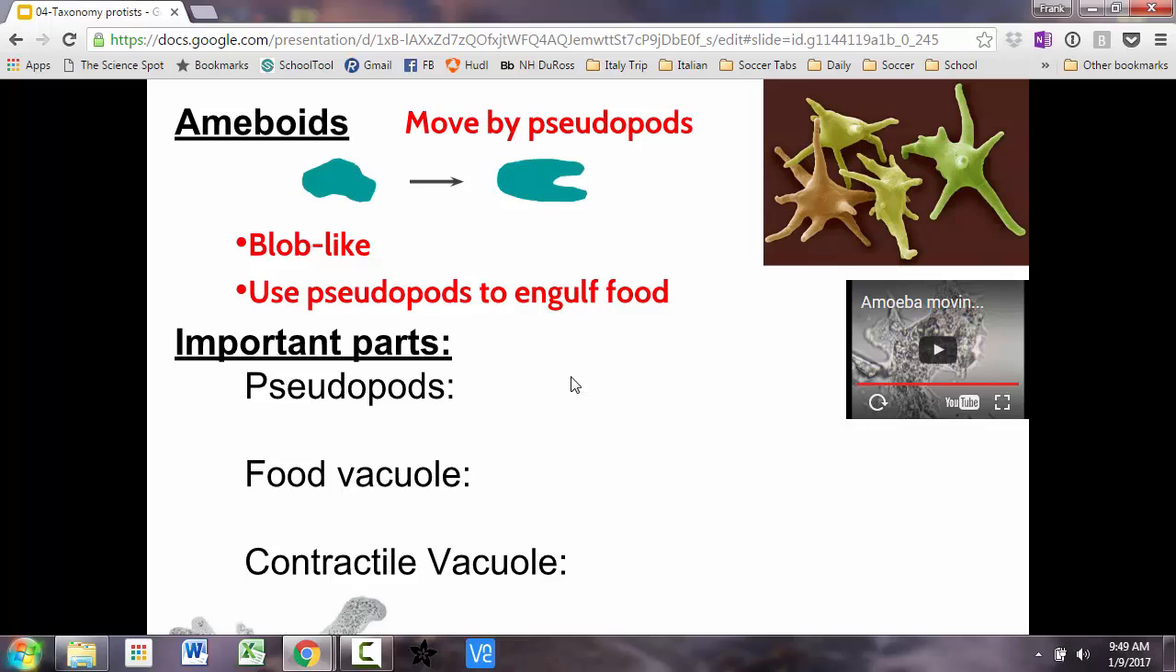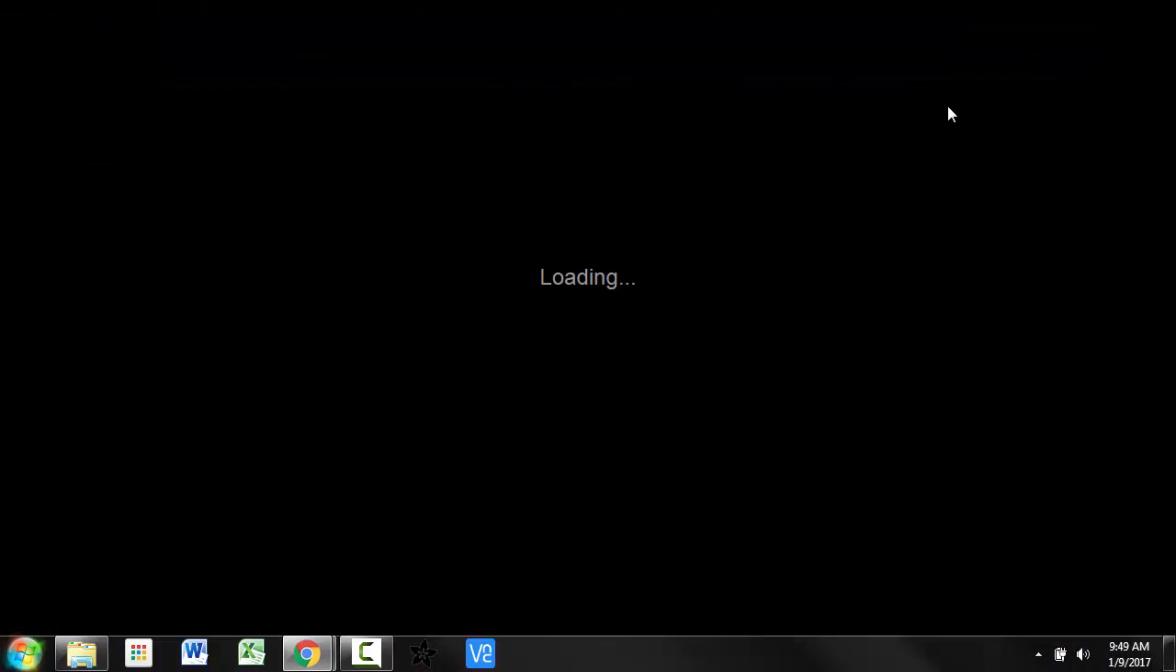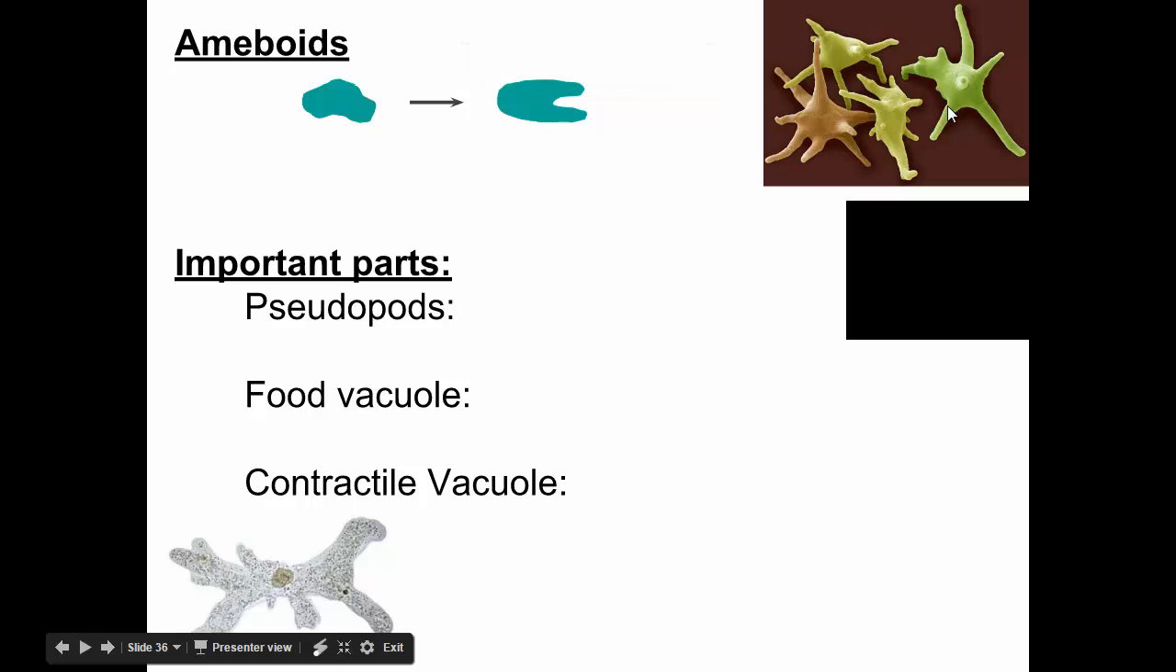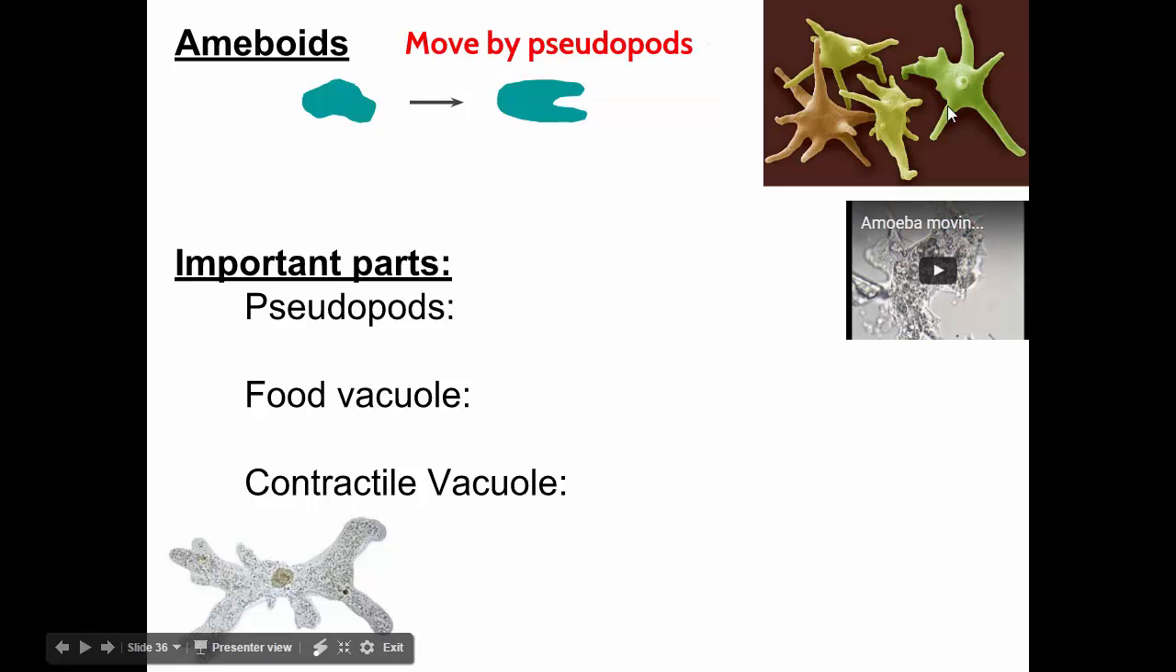All right. So the pseudopods are those extensions of the cytoplasm used for movement and ingestion. And so we have to switch this. Hold on one sec. Whenever I show a YouTube video on full screen, the presentation gets messed up.